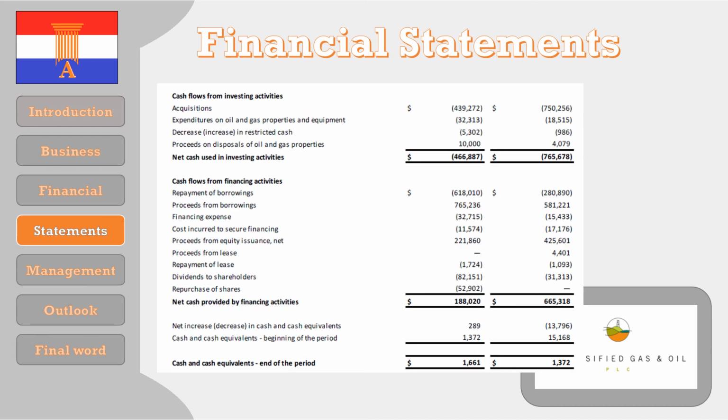So finally, this is still the cash flow statement. Here we have the cash flows from investing activities and the cash flows from financing activities. There's only one thing that I would really like to point out here, and that is the expenditures on oil and gas properties and equipment. That is a cost of $32 million. This is basically their capital expenditures. This is what you deduct from the operational cash flow to generate the free cash flow.